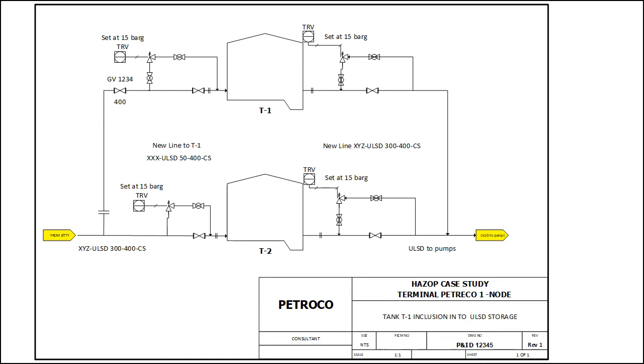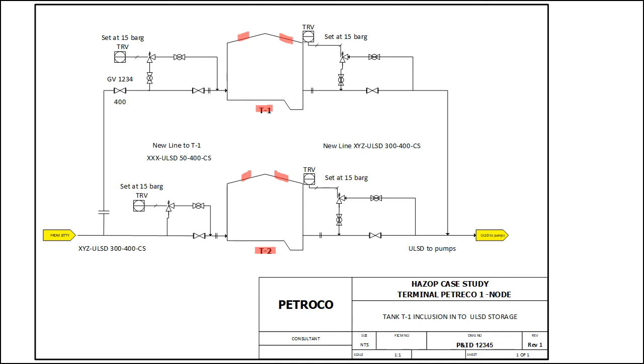We now look at the P&ID 1, 2, 3, 4, 5, Rev 1, which shows the 2 tanks and the ULSD coming in from the jetty and going out to the pumps. Now, the tanks T1 and T2 exist. They have vents, they have overflow protection, and we will not be looking at them in terms of this HAZOP because they would have been HAZOPed before as existing tanks.